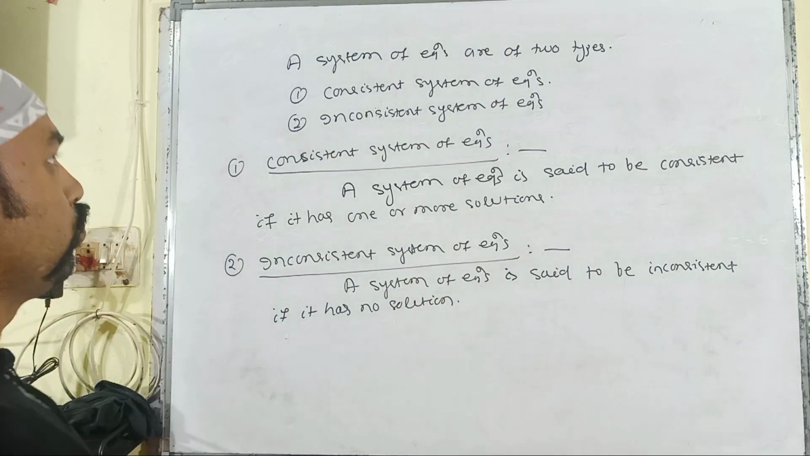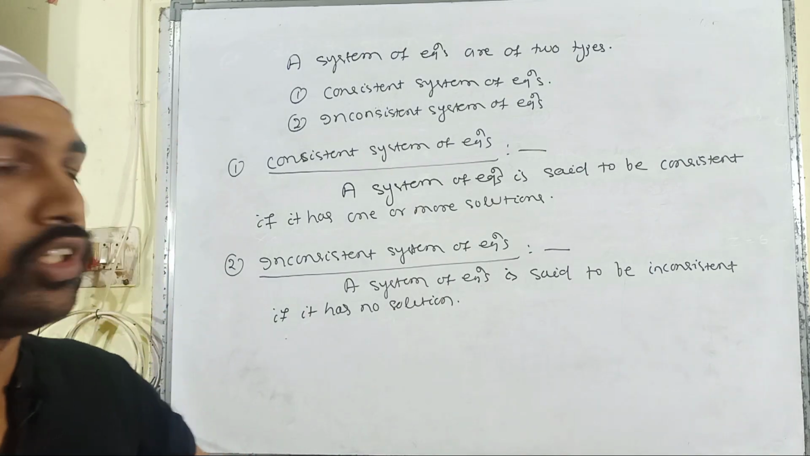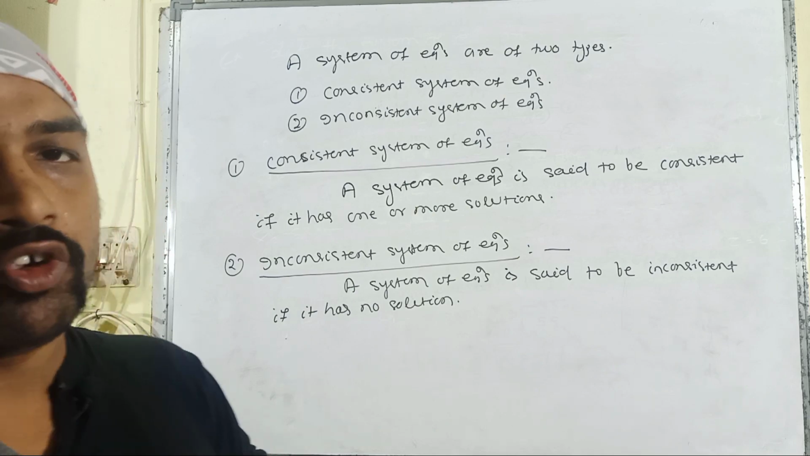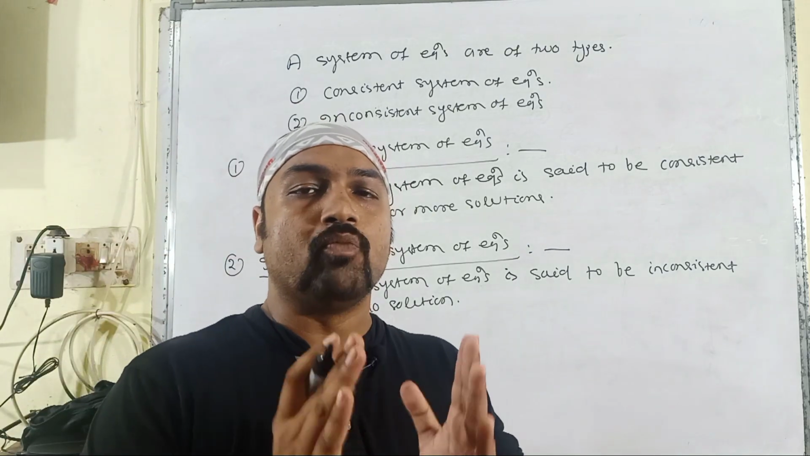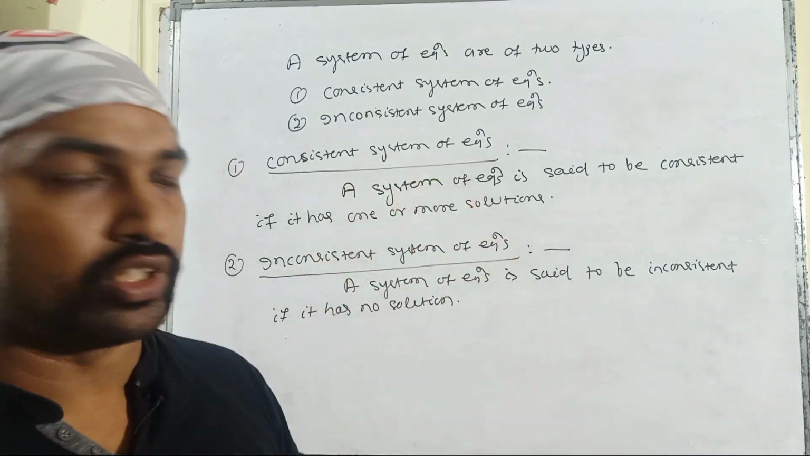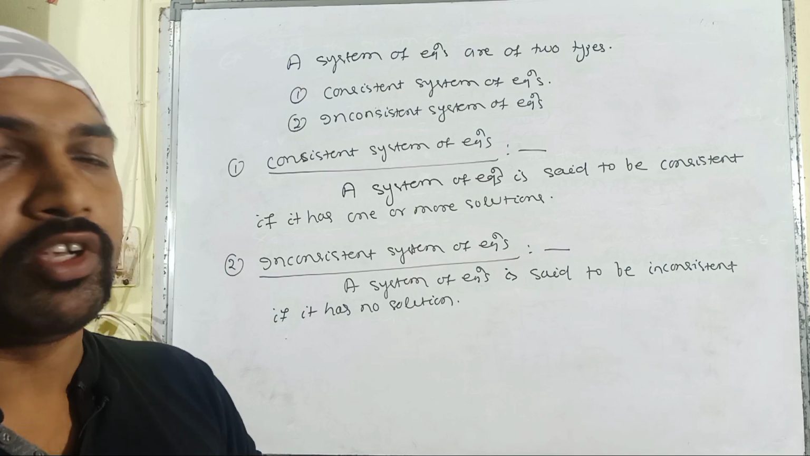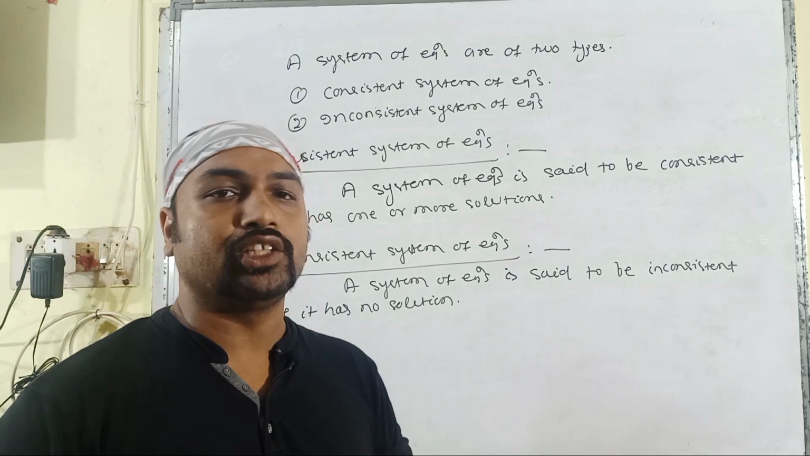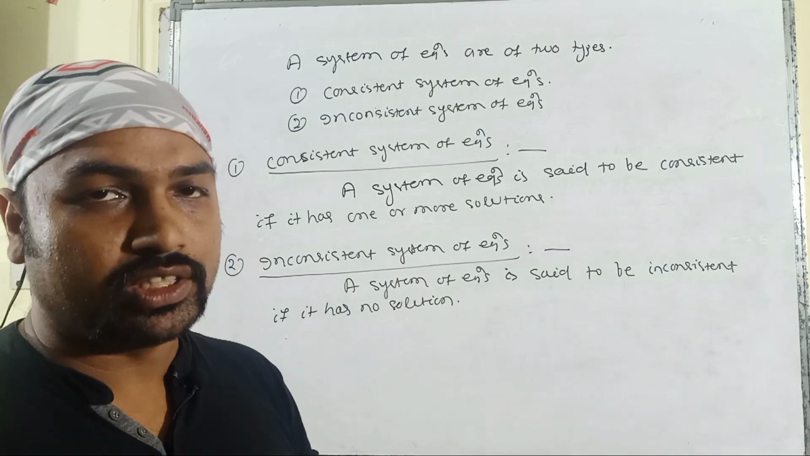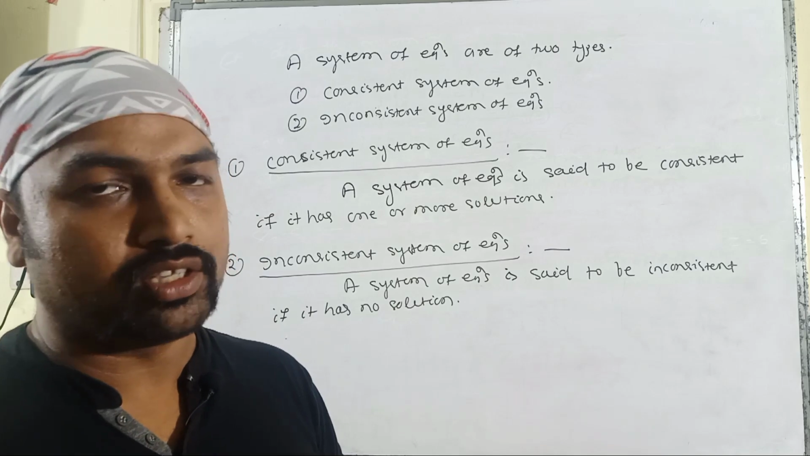So here it is, the two types of a system of equations. The first one is a consistent system of equations and the second one is the inconsistent system of equations. If the system of equations has one solution or more than one solution, then it is called a consistent system of equations. Otherwise, if the system of equations is inconsistent, then it has no solution. So here it is all about the consistency and inconsistency. In the latter part, we will discuss the condition for consistency and inconsistency.